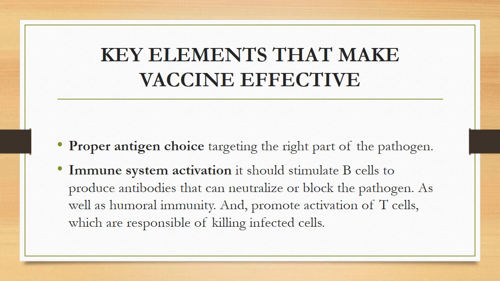Here are some key elements that make a vaccine effective, like proper antigen choice, targeting the right part of the pathogen. For a vaccine to be effective, it must target the right part of the pathogen. Also, immune system activation: the vaccine should stimulate B cells to produce antibodies that can neutralize or block the pathogen, as well as humoral immunity, and promote activation of T cells, which are responsible for killing infected cells.